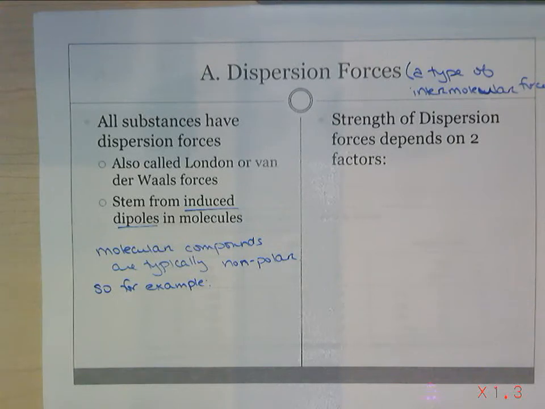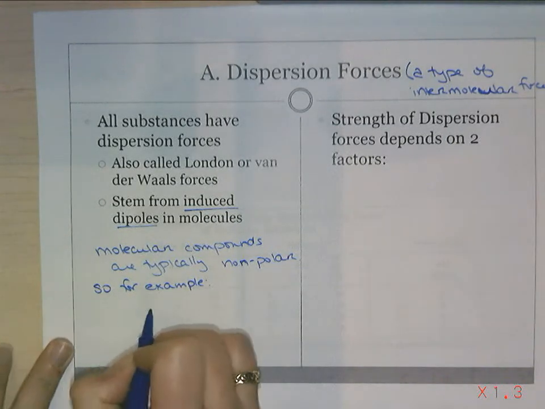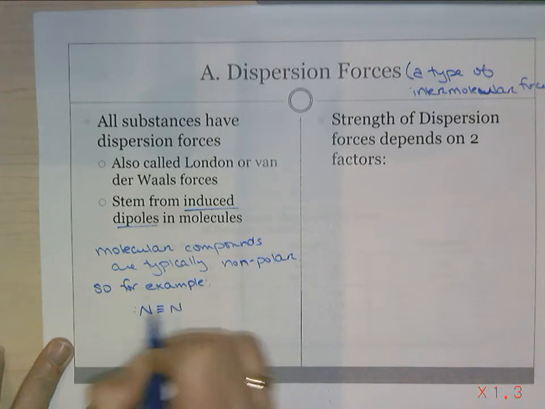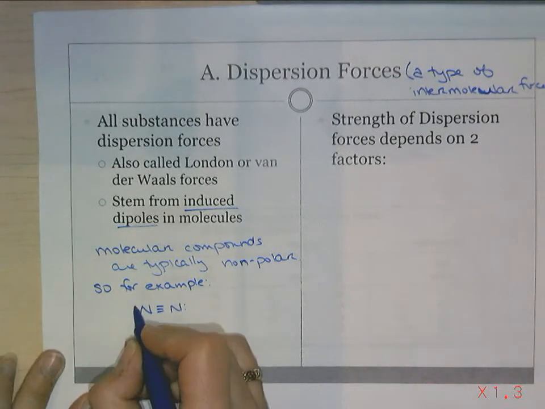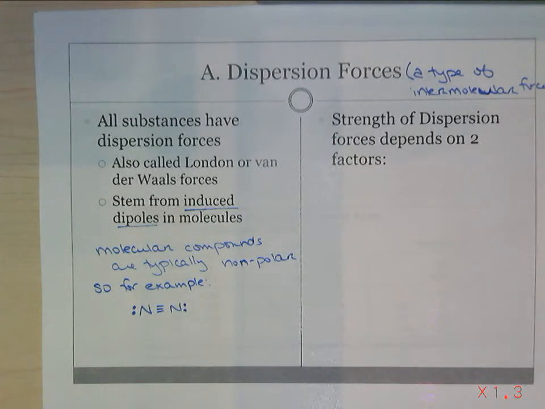For example, let's take a look at nitrogen gas. Would you be able to draw this as a dipole? Does it have an obvious positive and negative end? It doesn't, right? Because you have two of the same atom, which means their electronegativities are the same, which means its overall moment is zero. There is no positive or negative end.